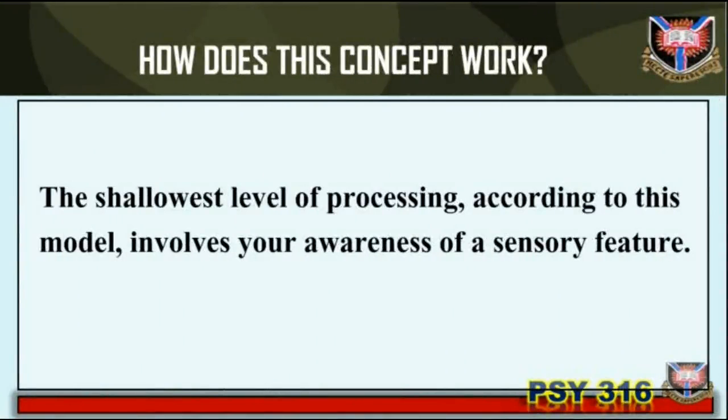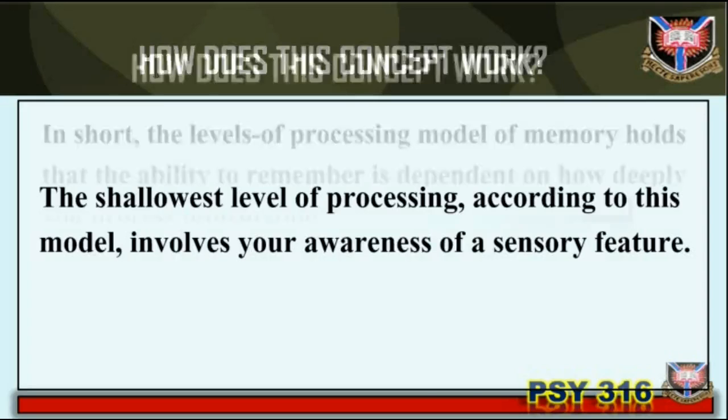The shallowest level of processing, according to this model, involves your awareness of a sensory feature. That is, what a word or number looks like or sounds like, what a food smells or tastes like, and so on. As you recognize some kind of pattern in your sensory impression, you will process it more deeply. When you make an association, that is, give a meaning to your impression, you will be at the deepest level of processing, the level at which you form the strongest and the most enduring memory trace.